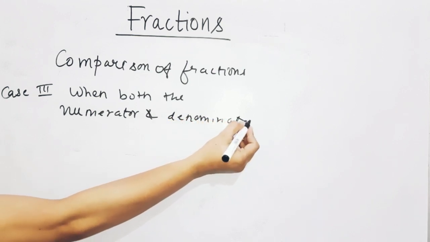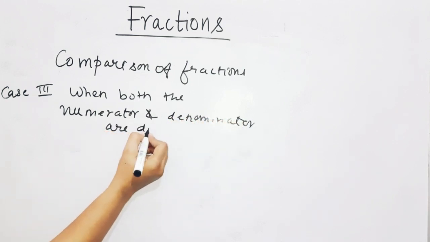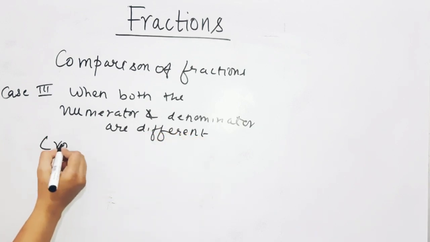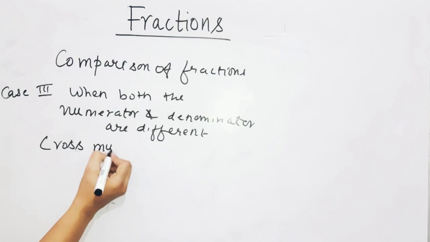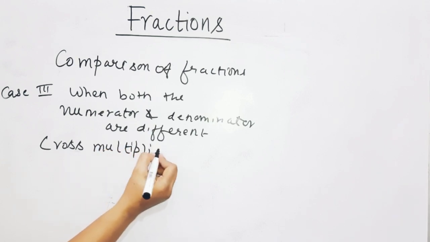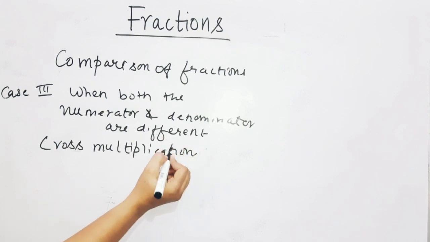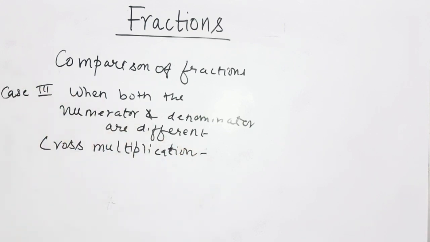Then how do we compare the fraction? In that case we used to do cross multiplication. What we do? We do cross multiplication of the fractions. Now how this cross multiplication is performed? How do we do this cross multiplication?